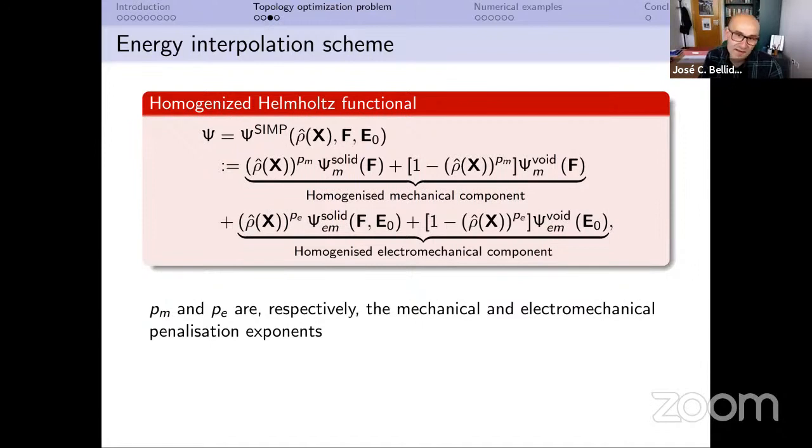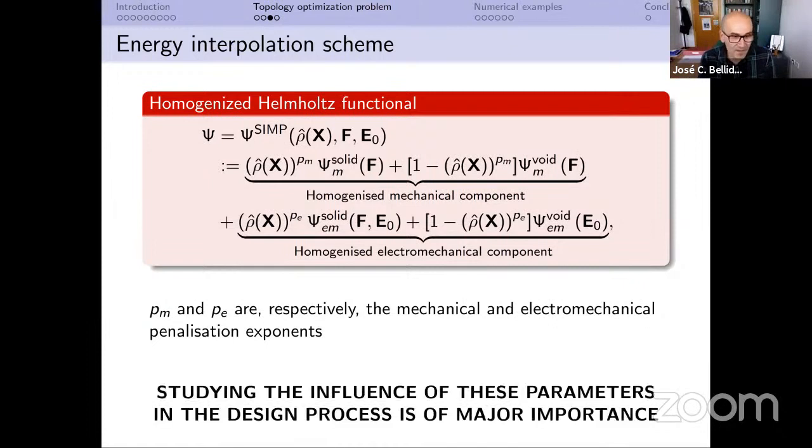So we use the same idea of the same method for linear elasticity. So exactly the same, we use penalization. But two different penalizations for the mechanical and the electromechanical part, with different exponents in principle. So we have Pn, which is the penalization of the purely mechanical part, and Pe, which is the penalization for the electromechanical contribution. So doing numerical experiments to determine the influence of these parameters, Pn and Pe, seems to us something of major importance. And we will see that we have interesting results in this sense.